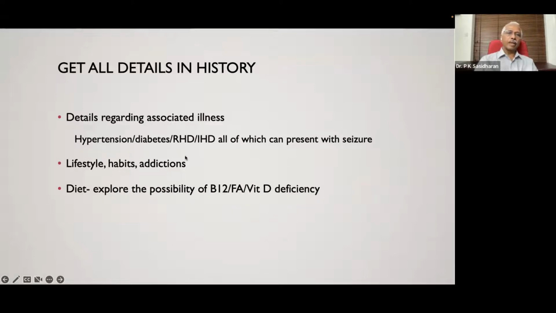Details regarding associated illness have to be elicited, because even if the patient has an obvious cause, if the patient is hypertensive, malignant hypertension may be underlying. If the person is diabetic, hyperglycemia or hypoglycemia may be responsible. If the patient has RHD or ischemic heart disease, an embolism may be underlying, or an ischemic event may be the underlying precipitating factor. And always study the lifestyle habits and addictions of the patient, including alcohol intake. Always get a detailed diet history to explore the possibility of B12, folic acid, and vitamin D deficiency in a patient presenting with seizures.